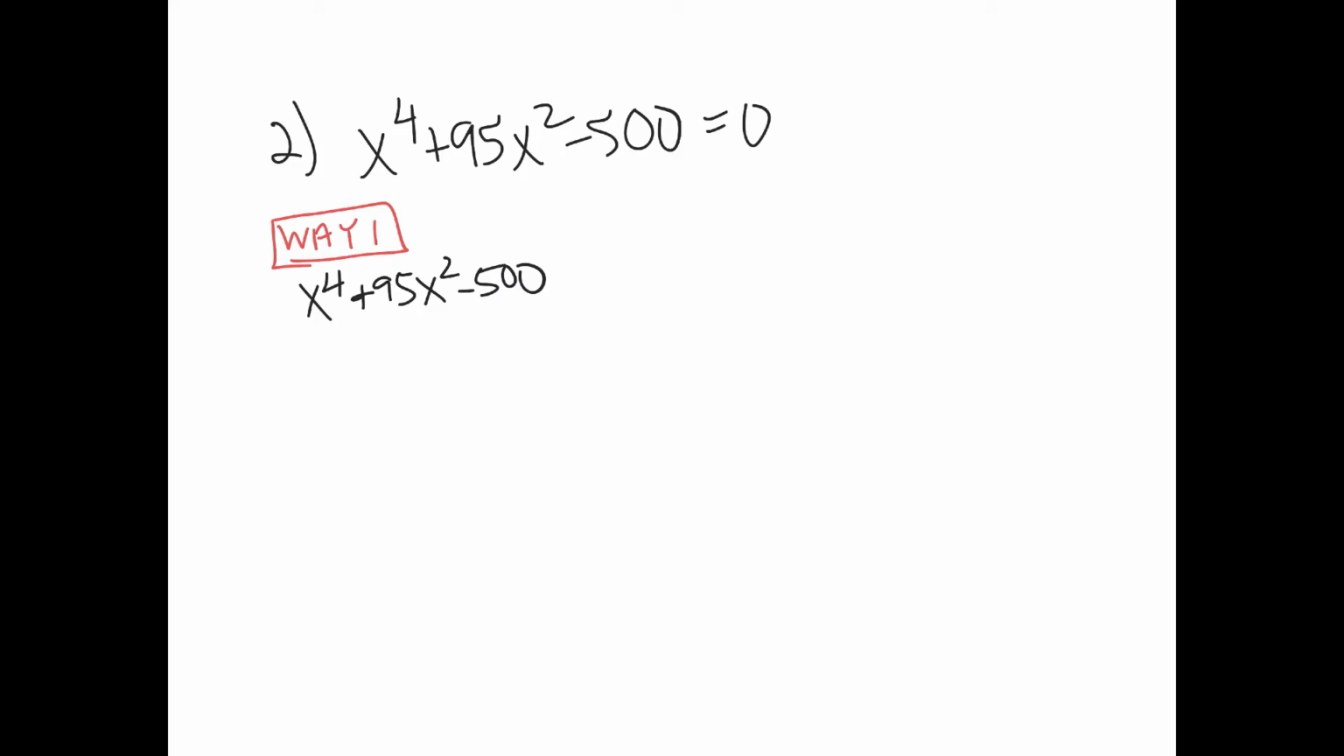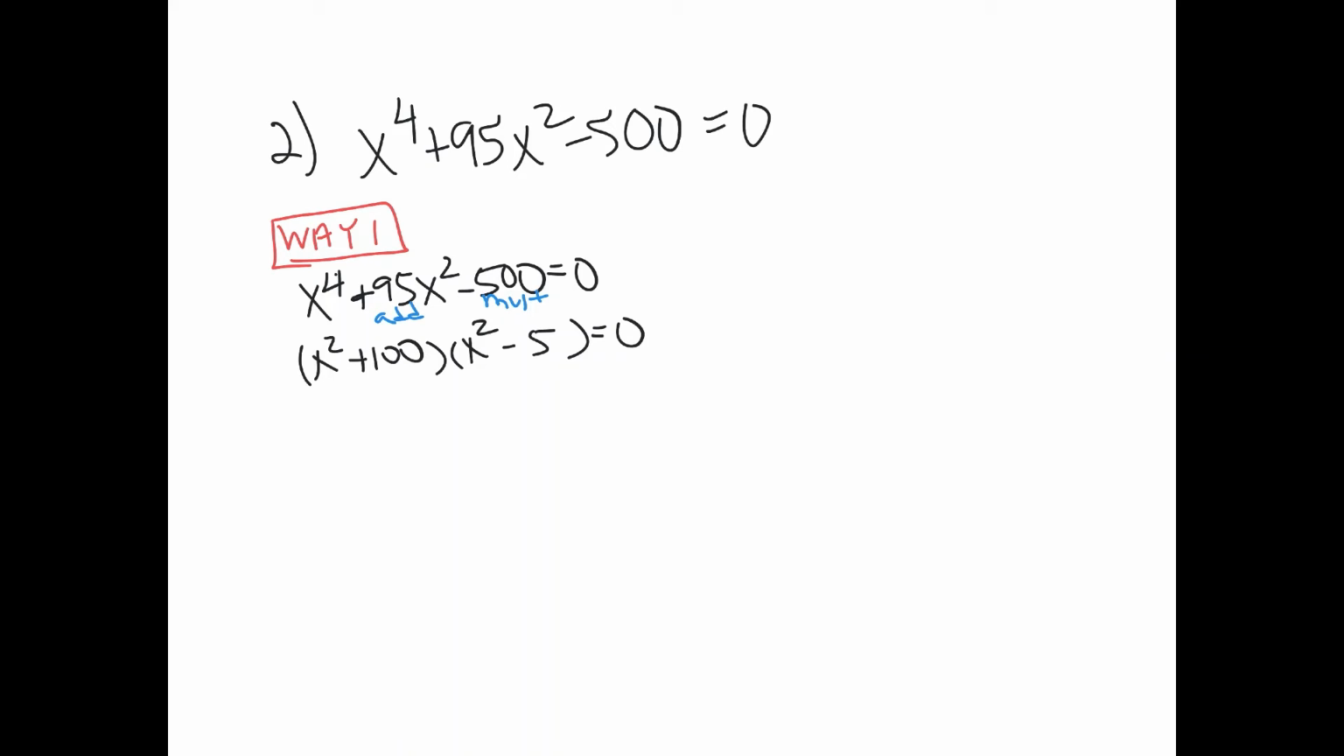Since I have x to the 4th, this still is, in a way, a quadratic. Since I have a trinomial, again, I'm looking to factor, i.e. parenthesis, parenthesis. The best way to get x to the 4th would be x squared times x squared. And then I'm looking for two numbers that multiply to negative 500 and add to 95. I have a couple of different options to multiply to 500: 1 and 500, 2 and 250, 5 and 100. Can I get 95 out of there? I can, with a positive 100 and a negative 5.